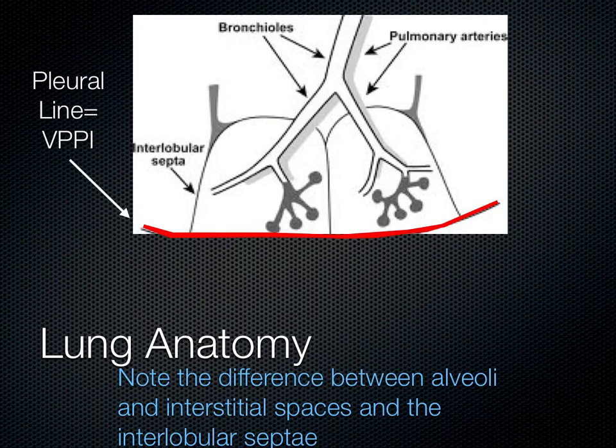For instance, right here we have the pleural line, sometimes called the VPPI, or the visceroparietal pleural interface. Either way, it's where the visceral and the parietal pleura touch. Comes all the way up to the chest wall. And the interlobular septae separate the different areas of the lung, the alveolar sacs. Those are approximately 7 millimeters apart, and that's an important number to remember.